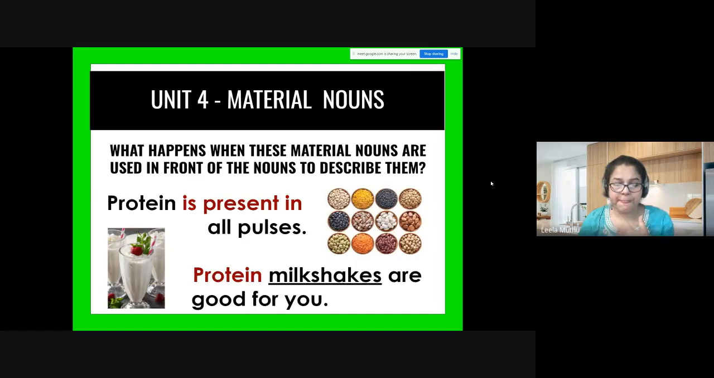All right. Protein is present in all pulses. Pulses are like rajma, chana, and all these are pulses. Okay. So in this case, it is a material noun. It is a material present in all pulses. But now when I say protein milkshakes, the milkshakes are being described by the word protein. We know that it's a protein milkshake. Okay, so here it is an adjective.